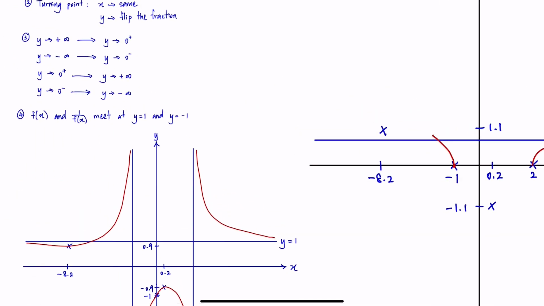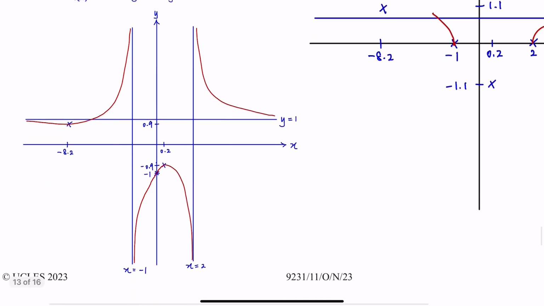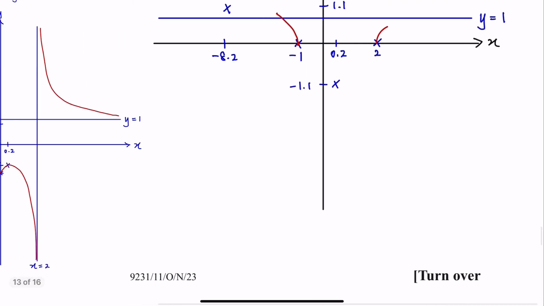For y that is approaching negative infinity, which is these two parts, it's now changing to this shape instead, because it's approaching y equals 0, but in the negative area. So since we know that this is the stationary point, we can draw the graph like this for the middle part.